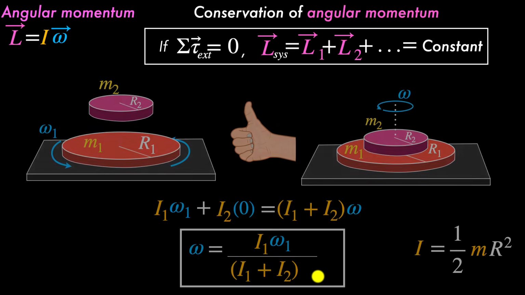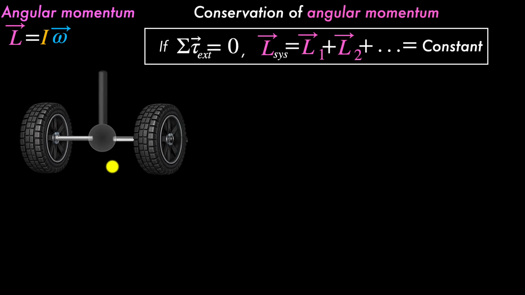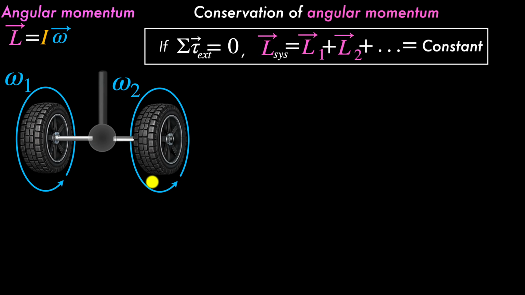Okay, let's take another example. Consider spinning tires of an automobile. Imagine the car is jacked up, so the tires are not touching the ground. So the ground is not exerting any force or torque on these tires. Right now, the clutch is not engaged. So the two tires can spin independently because they're not connected. So let's say they're spinning with two different angular velocities, omega 1 and omega 2.